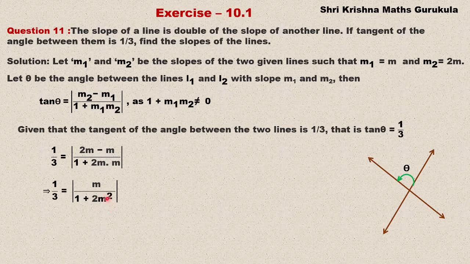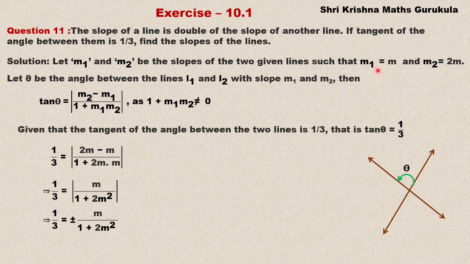m square is positive, but m can be negative. m can be positive or negative. Correct? So when we remove the modulus, we have to consider both the signs because there are possibilities of m being negative. So we will write this as 1 by 3 is equal to plus or minus m by (1 plus 2m square). Now we will consider two different cases. The first case would be a positive term and the second case would be a negative term, and we will find the value of m.